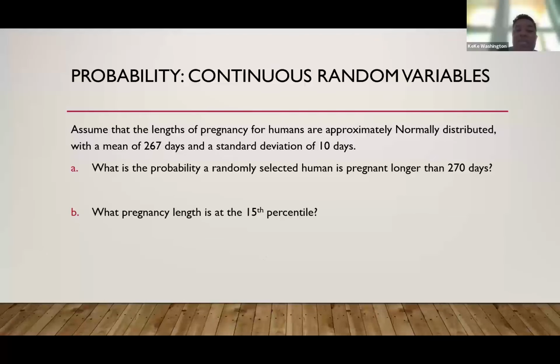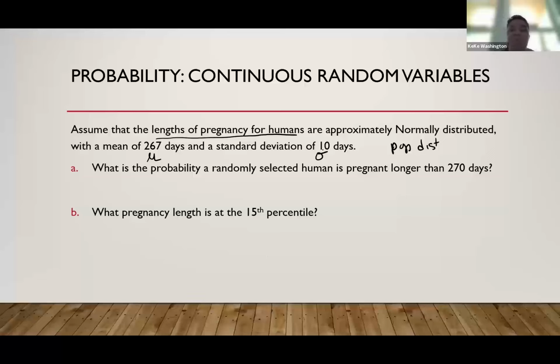Now in this case, I'm referring to the population distribution because it says the lengths of pregnancy for humans. It didn't give me a sample. It's not talking about a sampling distribution. So it's talking about all humans, so it's referring to the population distribution. The mean of a population distribution is mu, and the standard deviation is sigma.